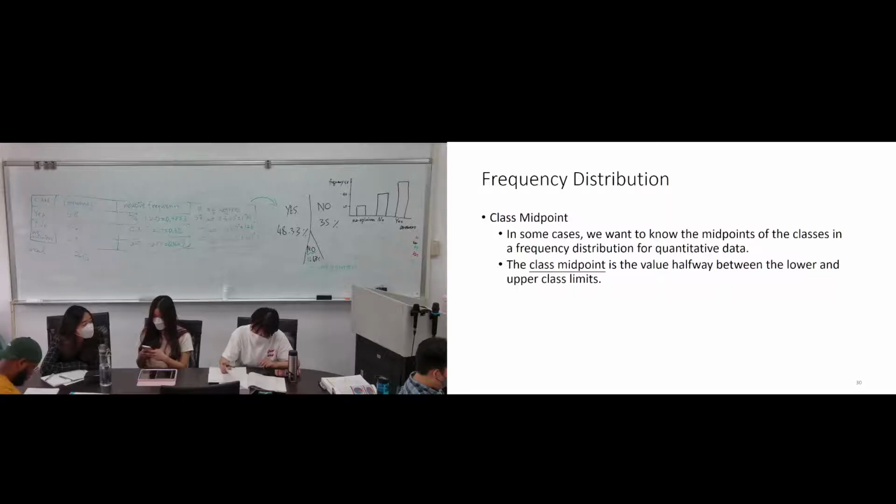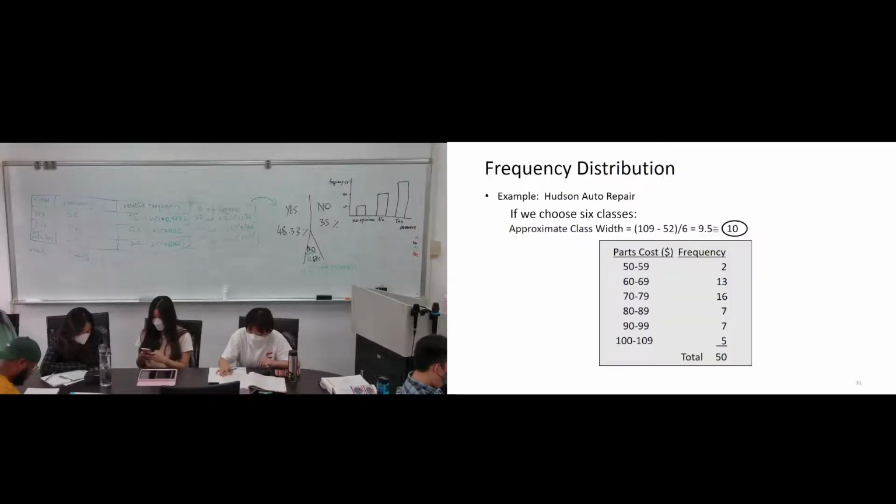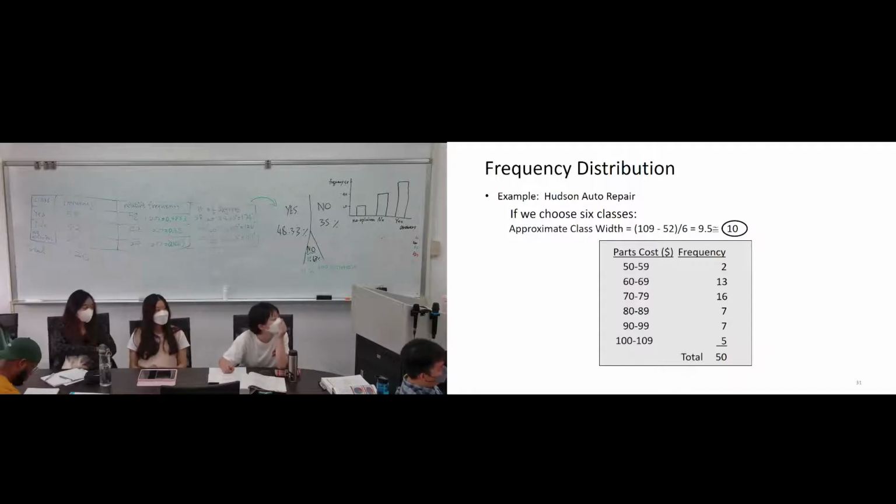Sometimes we would like to know the class midpoint. What is the class midpoint? That's a value halfway between the lower and upper class limit. Let's see the Hudson Auto Repair example. What's the midpoint for the first class? The lower limit is 50 and the upper limit is 59, so the midpoint should be 55. How about the second one?